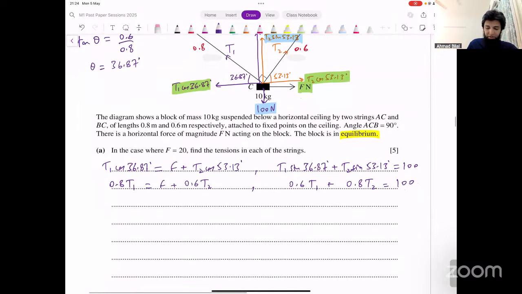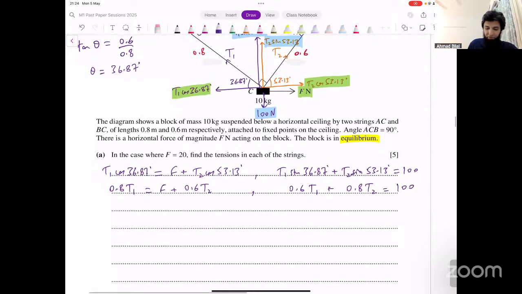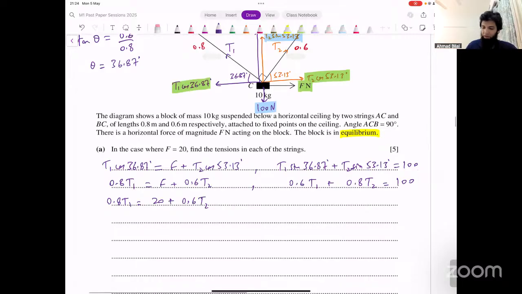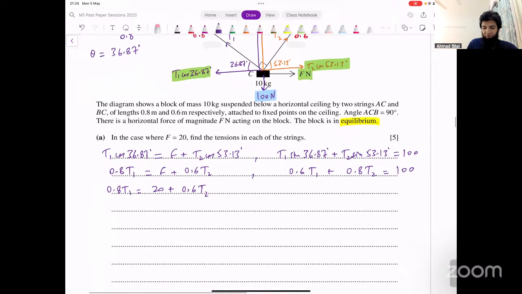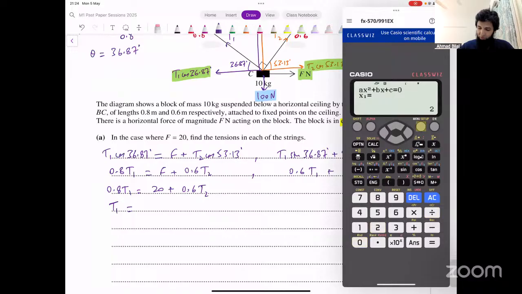We solve them simultaneously. Input F equal to 20 here. 0.8 T1 equals 20 plus 0.6 T2. And we've got the other equation there as well. We can make one variable the subject. We can make T1 the subject here. 20 over 0.8, what's that? 20 divided by 0.8, what does that give us? That's 25. And then on the other side, 0.6 over 0.8, that's 0.75 times T2. This is T1 in terms of T2.